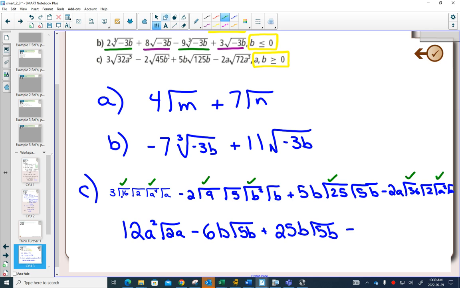I'm left with 5b minus square root of 36 and a squared. So square root of 36 is 6. So that'll be minus 12. Square root of a squared is a times another a is a squared. And I'm left with a 2a.